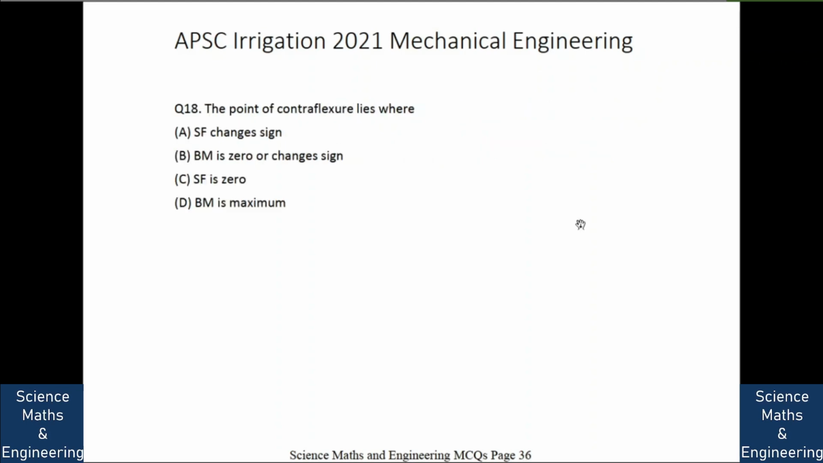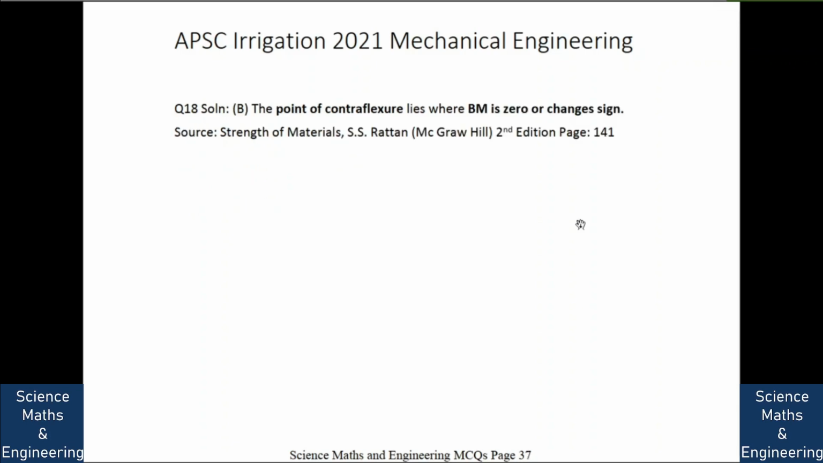The point of contraflexure lies where? A, shear force changes sign, B, bending moment is 0 or changes sign, C, shear force is 0, D, bending moment is maximum. So you can pause and think of it. So the answer is, the point of contraflexure lies where the bending moment is 0 or it changes sign. Okay, so we go to the next question.